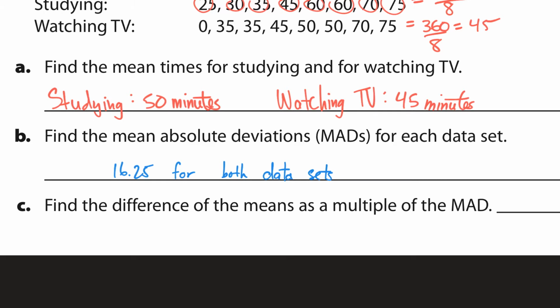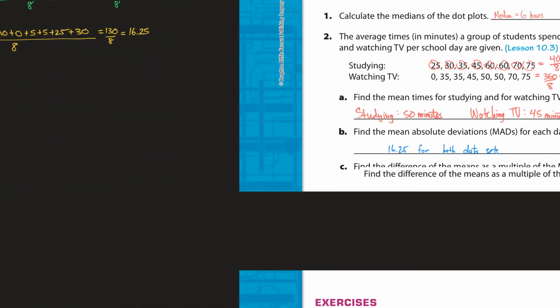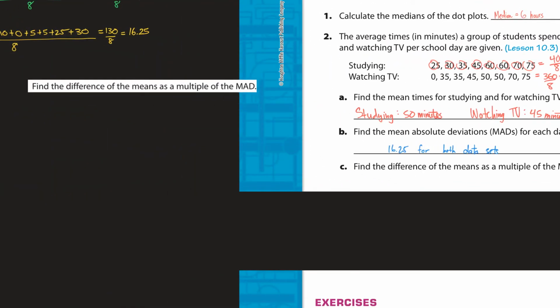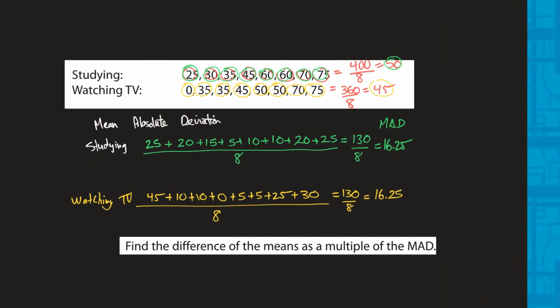Find the difference in the means as a multiple of the mean absolute deviation. Okay, well, to do that, I'm going to take this right here and bring it over here and show you what this means, because I always have to slow this down a little bit.